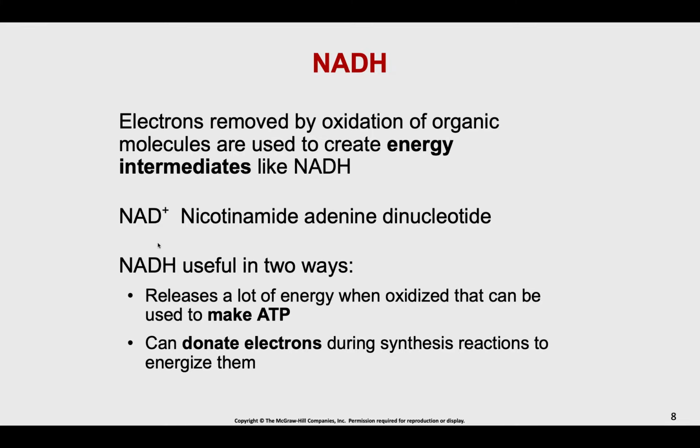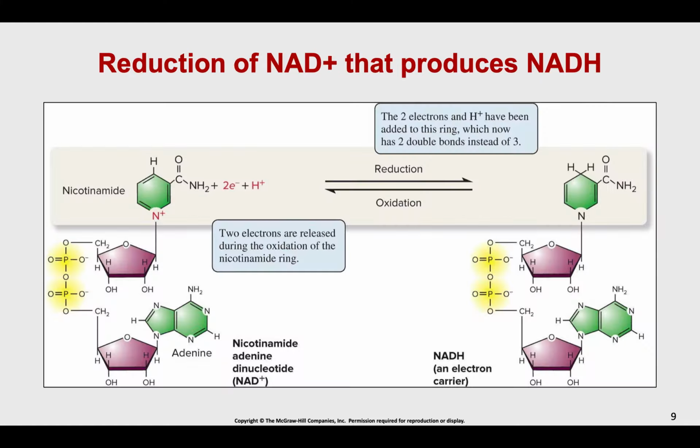Once it receives the hydrogen and electrons, it becomes NADH. And this molecule is super useful. You can think of it as an electron carrier. It easily gets reduced and easily gets oxidized, so it can be really easy to carry along those extra electrons in these redox reactions. It can release a lot of energy when it's oxidized to make ATP, and it can donate electrons very easily during synthesis reactions to help give them energy. So NADH is very, very powerful.